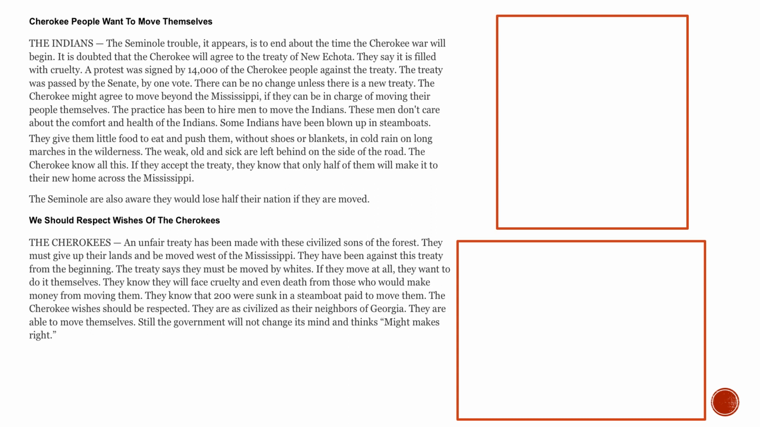The Cherokee know all this. If they accept the treaty, they know that only half of them will make it to their new home across the Mississippi. The Seminole are also aware that they would lose half their nation if they are moved.